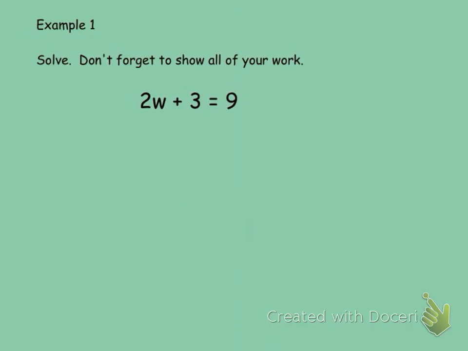Alright, let's look at our first example. I have 2w plus 3 is equal to 9. The first thing I want to do is draw my line through the equal sign to separate both sides. Remember, I think of a scale. I want to balance that out. And now I want to highlight my variable, because my variable is the last thing that I want to get by itself. So in order to do that, I have to think of the shoe and sock method.